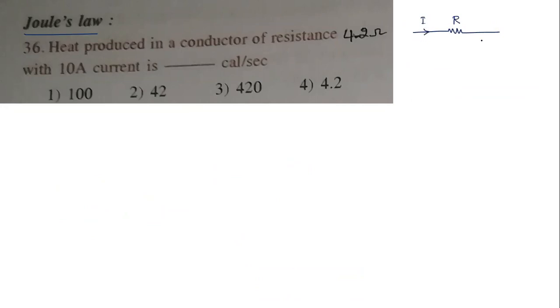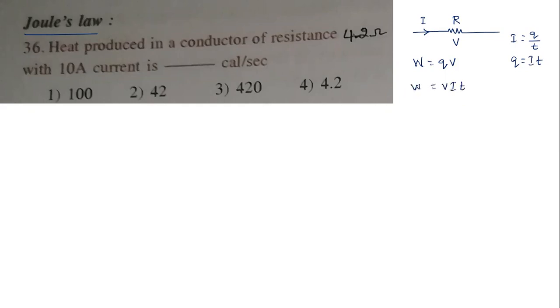Let's say the current flows from a high potential point to a low potential point, and the potential drop across it is V. Then some heat is going to be generated. The work done to move a charge from one point to another is charge multiplied by potential. Since current equals charge per unit time, charge equals current into time, so the work done is V times I times T.